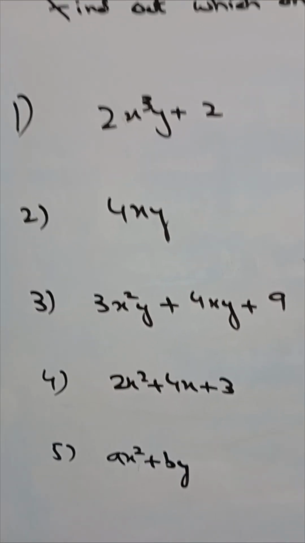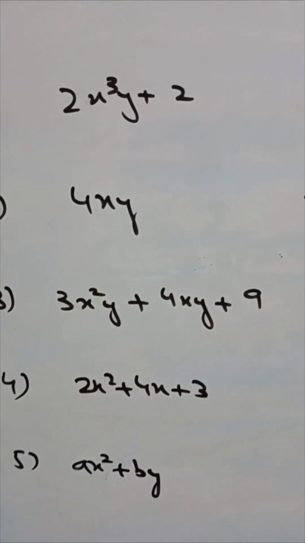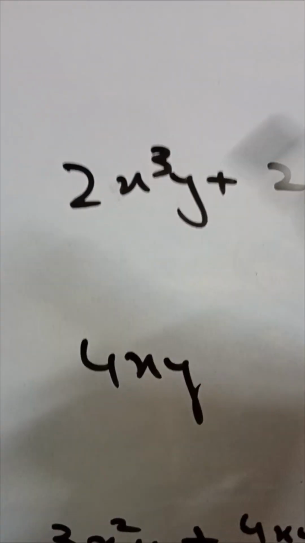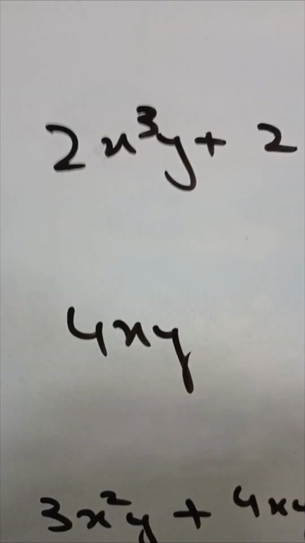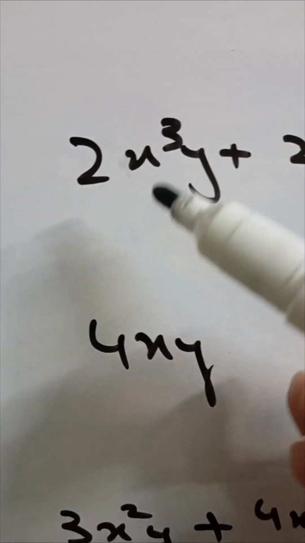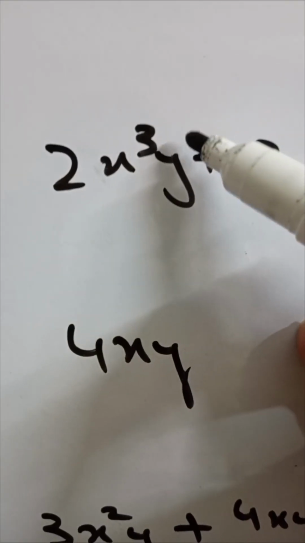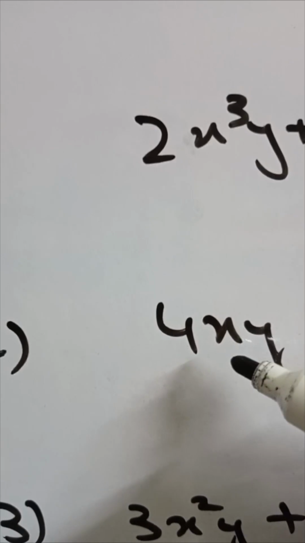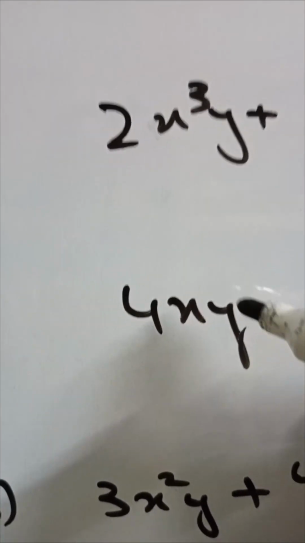Now the degree of polynomials of these expressions. So let's begin. 2x³y + 2. As you know, the highest power of any variable is the degree of the polynomial. What are the variables here? x and y. What are their powers? 3 plus 1. Having no power means 1. 3 plus 1 is 4. The degree of the polynomial here is 4. Now, 4xy: the power of x is 1, the power of y is 1, 1 plus 1 is 2.